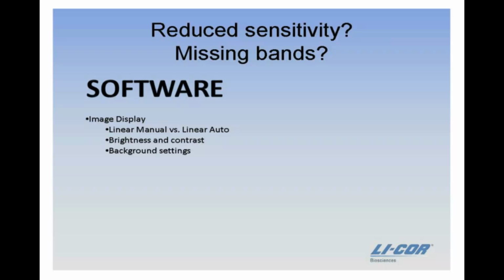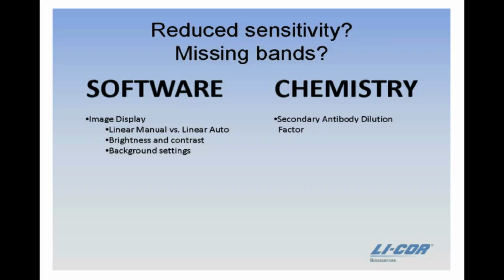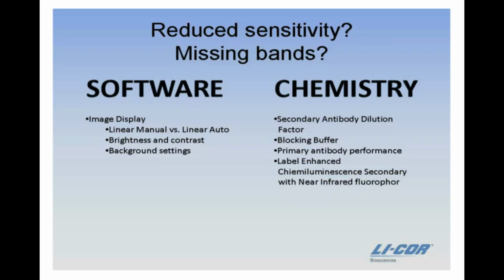If alterations of the image display do not satisfactorily improve your image, it may be beneficial to stop and examine the chemistry of the assay. Consider changing the secondary antibody dilution factors, experimenting with different blocking buffers, verifying the primary antibody performance, or labeling an enhanced chemiluminescence secondary with a near-infrared fluorophore. We will discuss all of these options in more detail, but we recommend troubleshooting with the software analysis settings first.